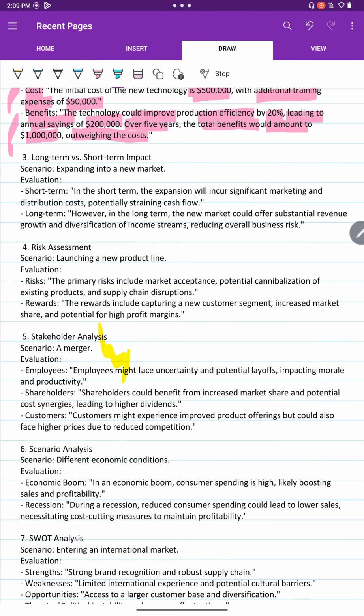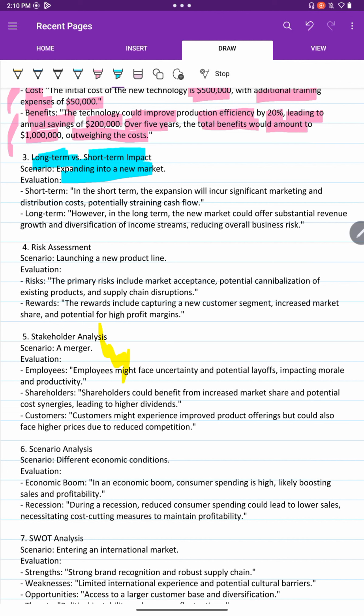So now let's see the other one. In the other, you can also compare the long-term benefits with the short-term impact, the long-term impact with the short-term impact of any strategy and for anything. So this is a scenario. As you can see, we are going to expand into a new market. So how can we evaluate it? We can compare its long-term impact with the short-term.